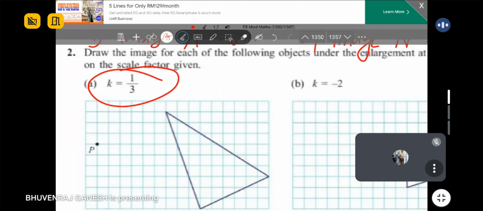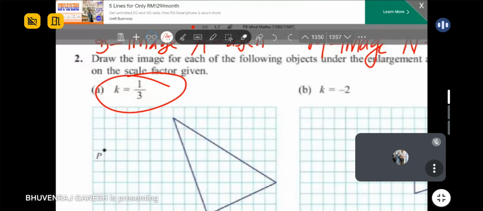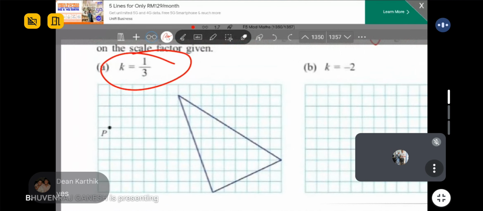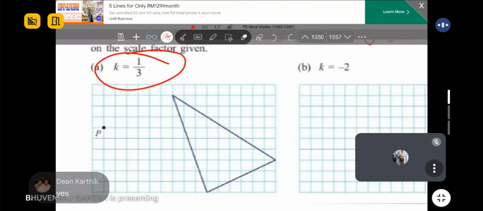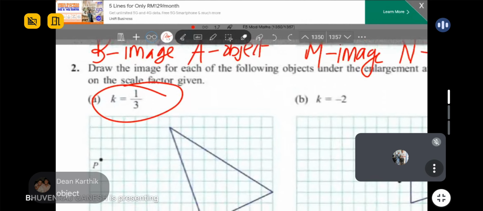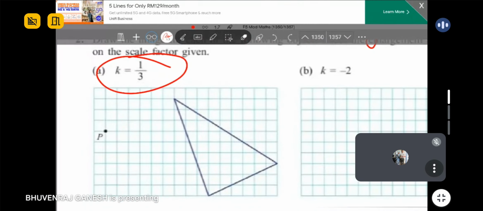So Davinesh, are you here? Please respond if you're here. If not here, I skip to the next person. Okay, Karthik, can you try and see which one will be bigger based on the scale factor? 1/3. Image or object? Yes. Okay, means that you have to draw the image. So image will be smaller.